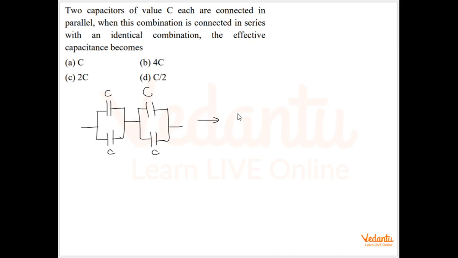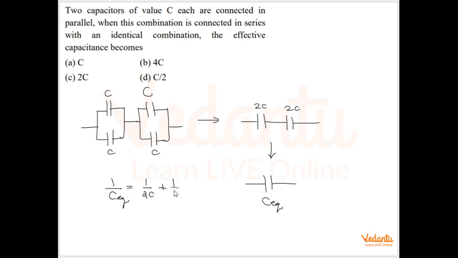So first you will realize that C and C in parallel will just become 2C and 2C. And then what you need to realize is that both of them in series will tell us the C equivalent. What will be the C equivalent, beta? It will be 1 by 2C plus 1 by 2C. That will just be 1 by C. So option A will be the correct answer.